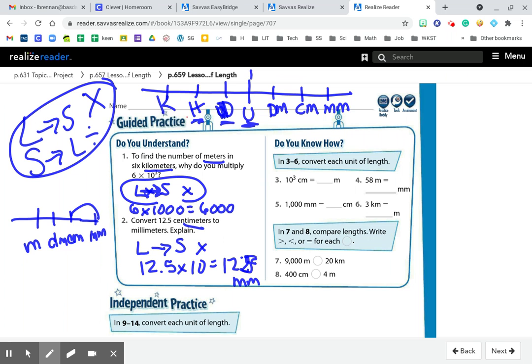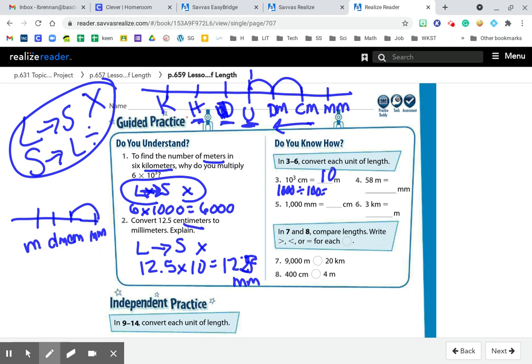So we're going to go from centimeters to meters. And if you look at the chart, we're going from centimeters to meters. So we have 1,000 centimeters. And we're going to go to the meter. So we're going to go 10, 100. So we're going to take 1,000 centimeters. We're going from smaller to larger. We're going to divide it by 100. And we're going to get 10.